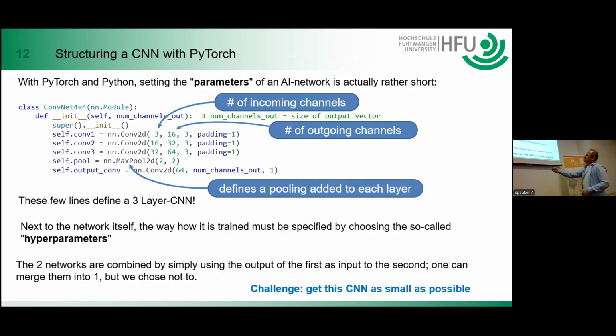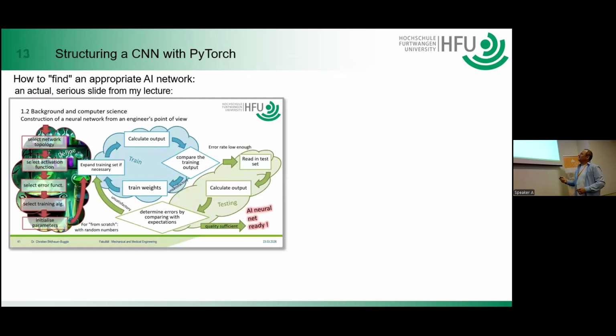Now, we chose to use the output from the first as input to the second. Of course, you could merge this into one fully enclosed AI network, but it's simply much easier to do it this way because then you can check your success halfway through this entire problem. The question is now how to get this as small as possible.